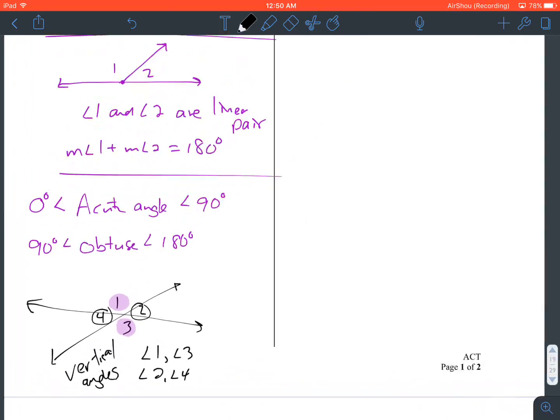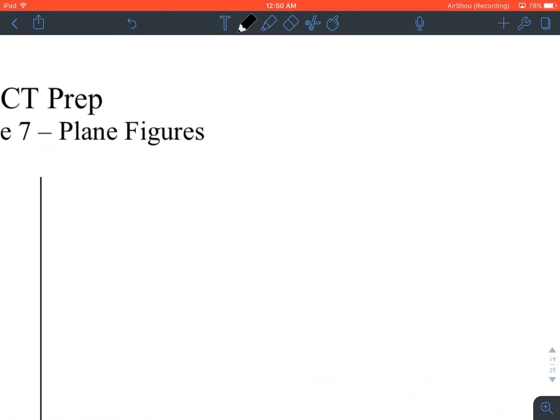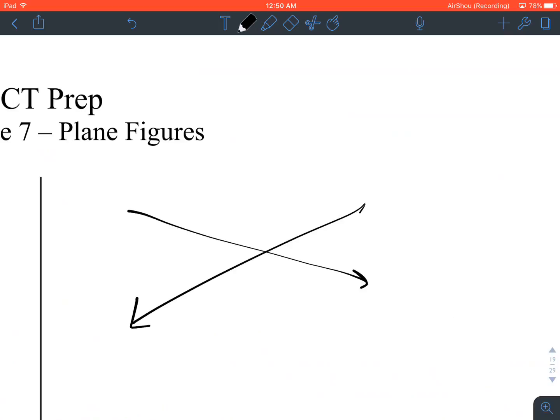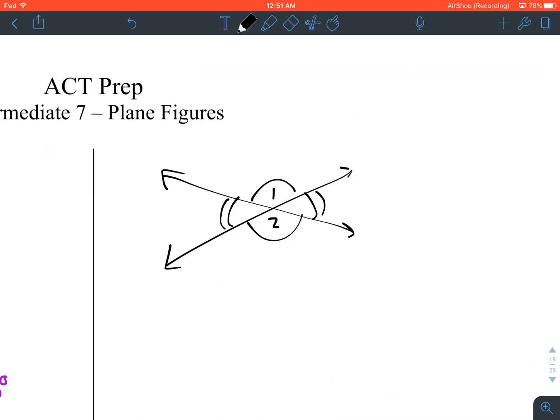So let me draw that picture again. That one there is getting kind of messy. Two lines intersecting. Angles 1 and 2 are vertical angles. They have to be congruent. Same number of arcs means congruent to each other. These two angles here have to also be congruent to each other. Vertical angles are always congruent to each other.